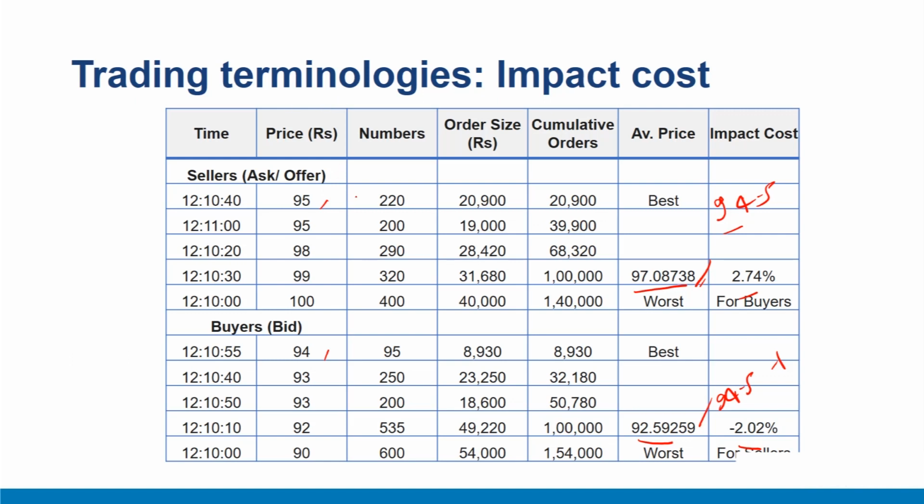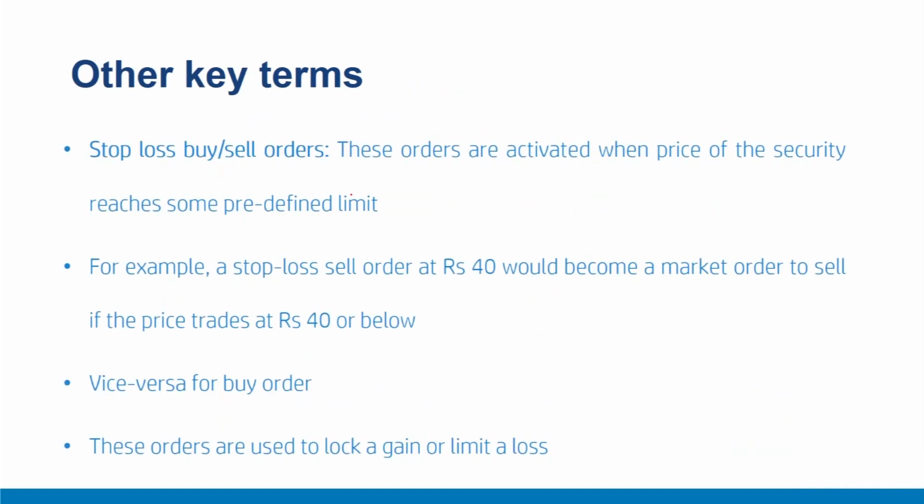Another important and interesting terminology here is stop loss, buy and sell orders. We'll discuss this and close the video. So these orders are executed and activated when the price of the security reaches some predefined limit. This is like a limit order which gets converted into a market order as the limit is reached. For example, a stop loss sell order at rupees 40 will become a market order to sell if the price trades at 40 or below, and vice versa for a stop loss buy order. These orders are used to lock in a gain or limit a loss.